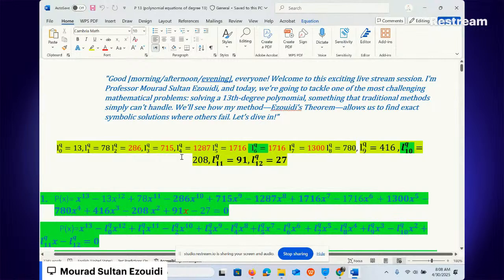These are the coefficients. L0 is equal to 13, L1 is 78, L2 is equal to 286, L3 is 715, L4 is 1287, L5 is equal to 1716. Also, L6 has to be equal to 1716. L7 is 1300, L8 is equal to 780, L9 is equal to 416, L10 is 208, L11 is 91, and L12 is going to be 27.